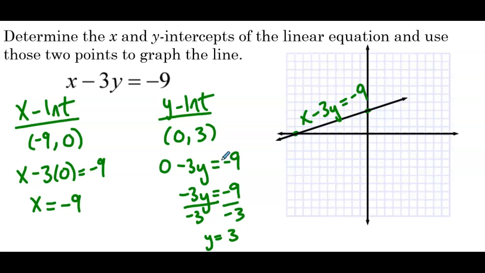Now, if we want our graph to be accurate, we would probably plot a few more points, but if we have a straight edge, as long as we have 2 defined points, we're going to be able to graph the line. And 2 easy points to find are the x and the y-intercept.